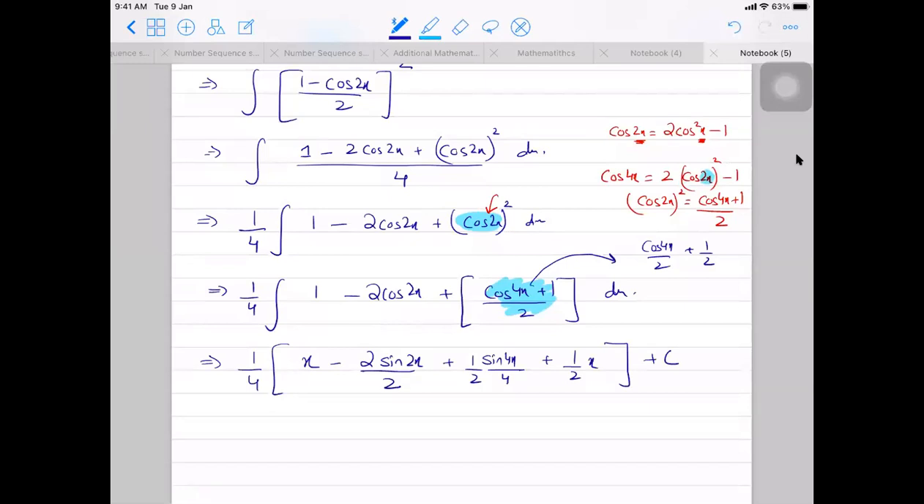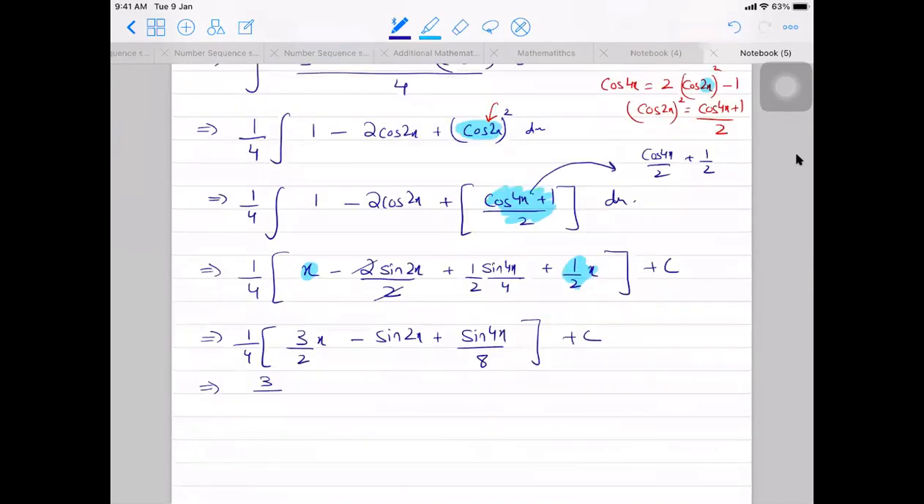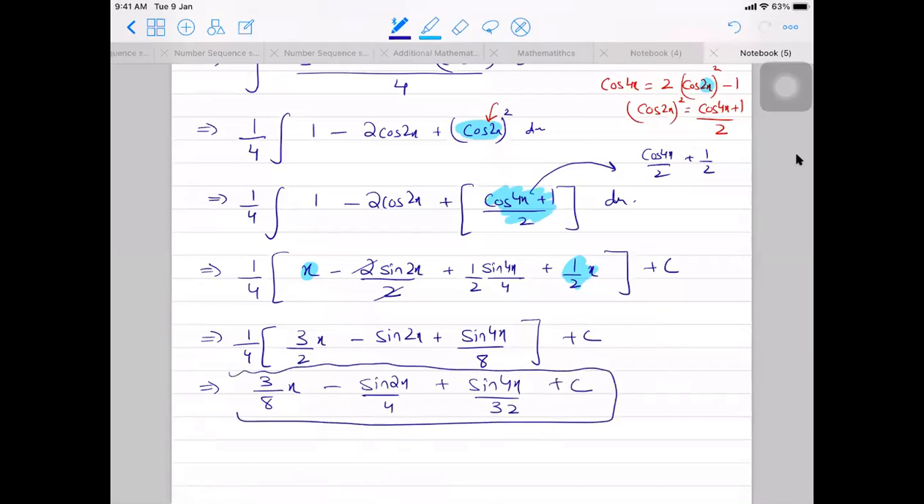Now, simplify as much as possible. So x plus half x is 3 upon 2 x, minus sin 2x plus sin 4x upon 8 plus c. Just multiply this with 1 over 4, so you're going to get 3 upon 8 x minus sin 2x upon 4 plus sin 4x upon 32 plus c. This is going to be our final answer.